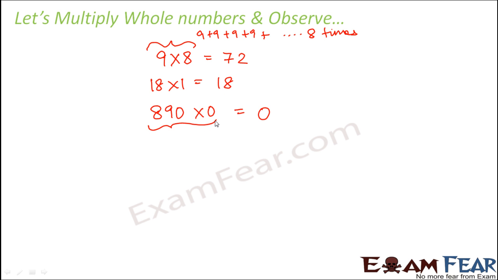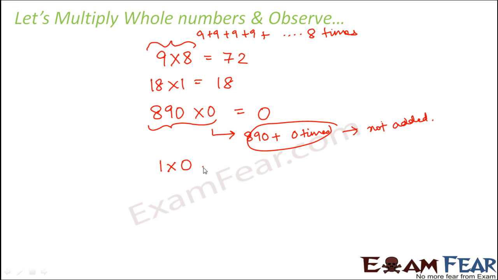Now when you say 890 into 0, what do you actually mean? That 890 is added 0 times. That means basically 890 is not at all added. Now when you have not added 890 at all, what will be the result? The result will definitely be 0. So you multiply any number with 0, the result would always be 0.